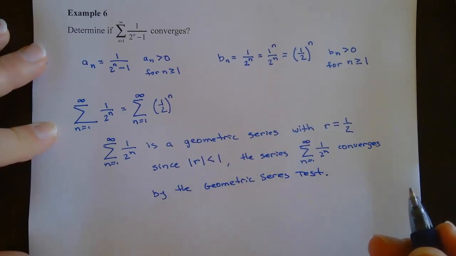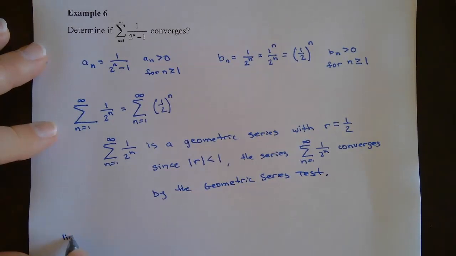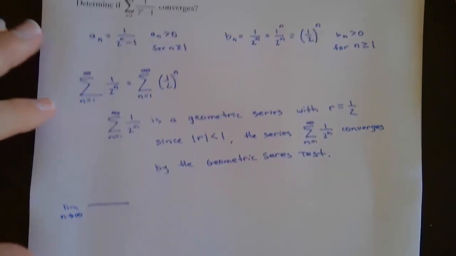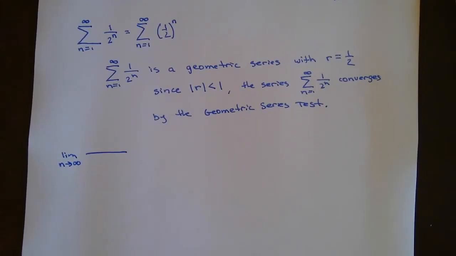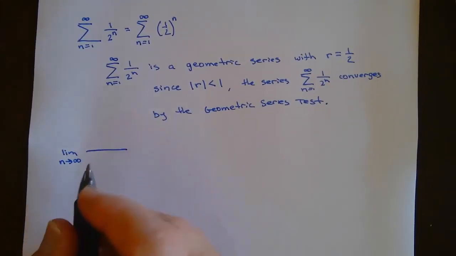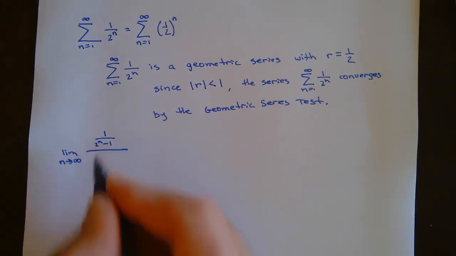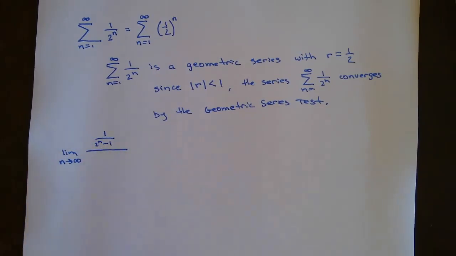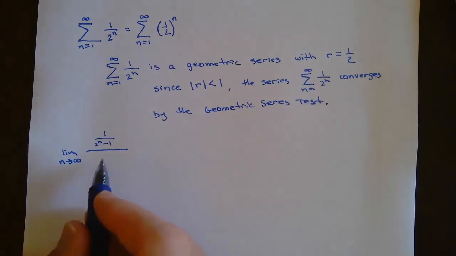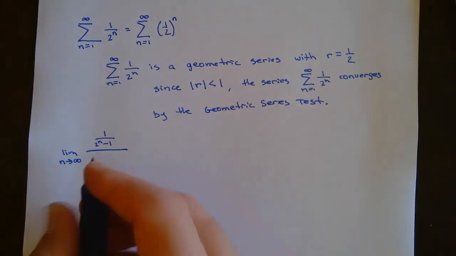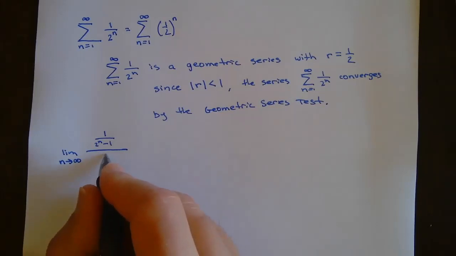Now we're going to compare them. We're going to take the limit as n goes to infinity of a sub n over b sub n. Let's write a fraction bar here. I'm still writing crooked, sorry, guys. So a sub n, my nth term, is 1 over 2 to the n minus 1, and my b sub n, my nth term, would be 1 over 2 to the n.